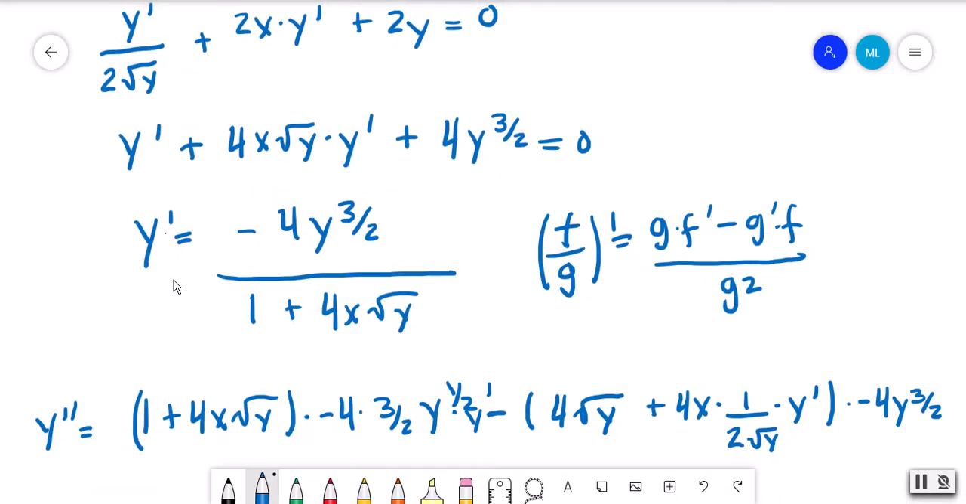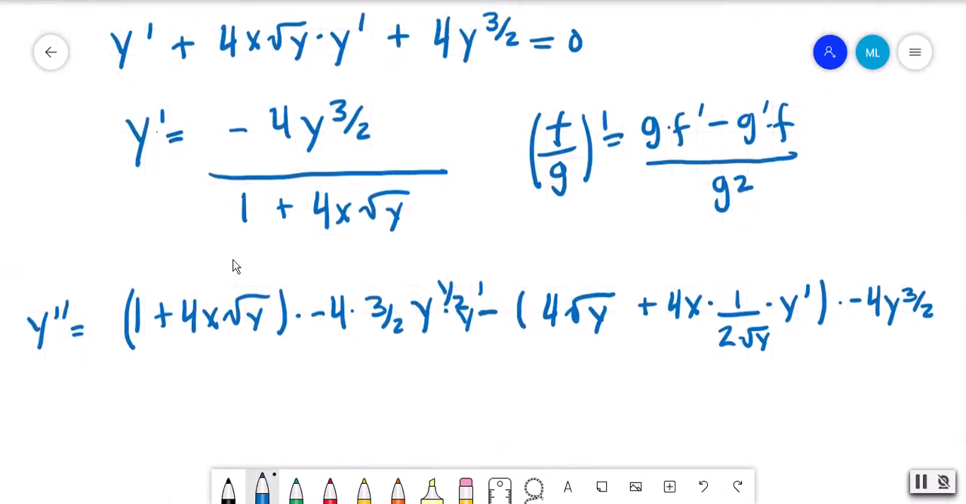So negative that, then the denominator squared, and it's going to be the numerator times the derivative of the denominator, minus the denominator times the derivative of the numerator, which is negative 4 times 3 halves, then take away the 1, so that's just a half, but then times y prime, which is what I forgot.